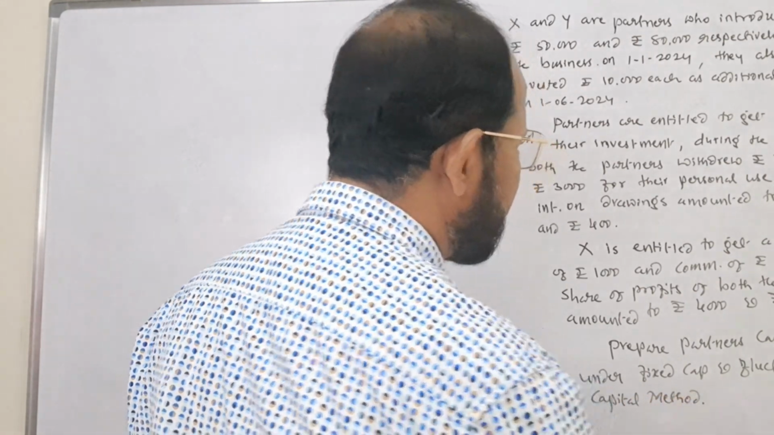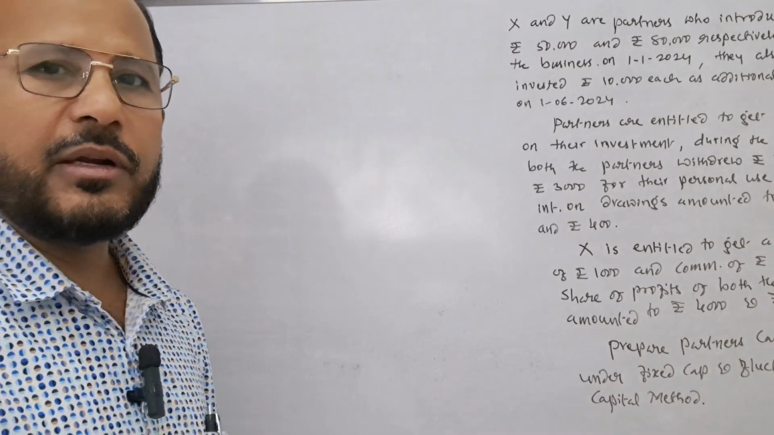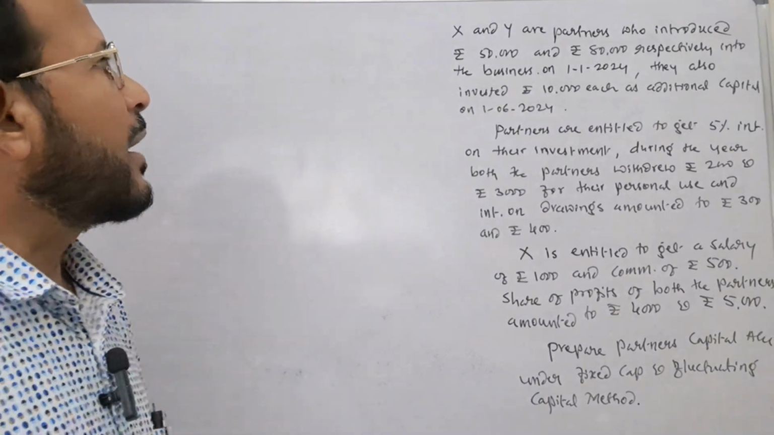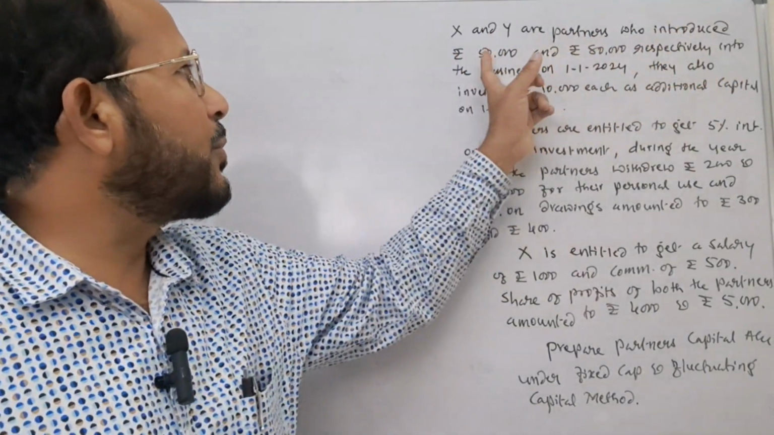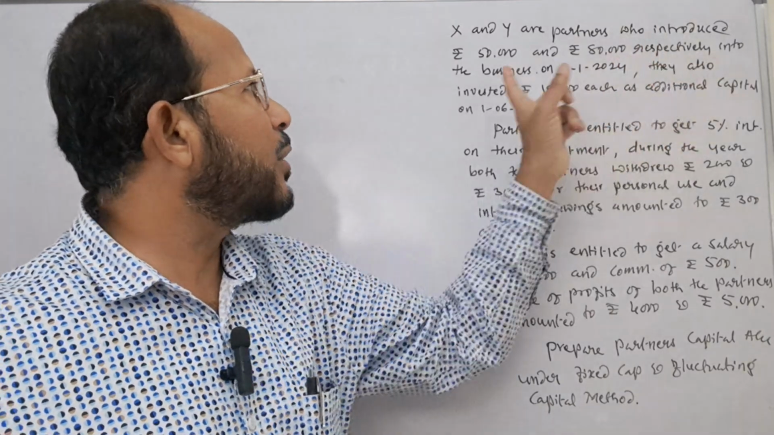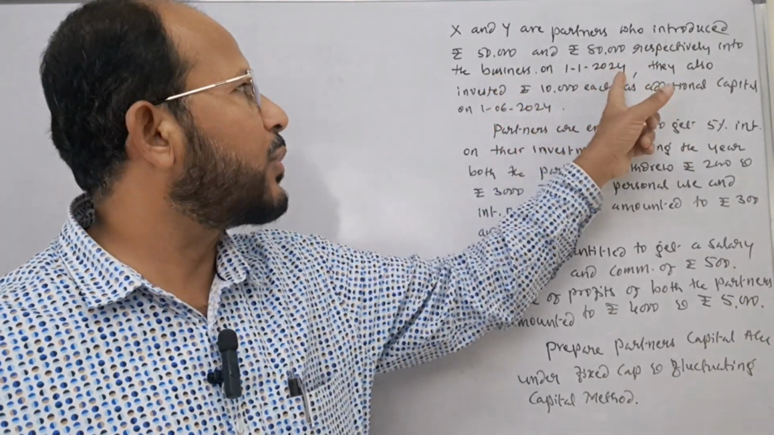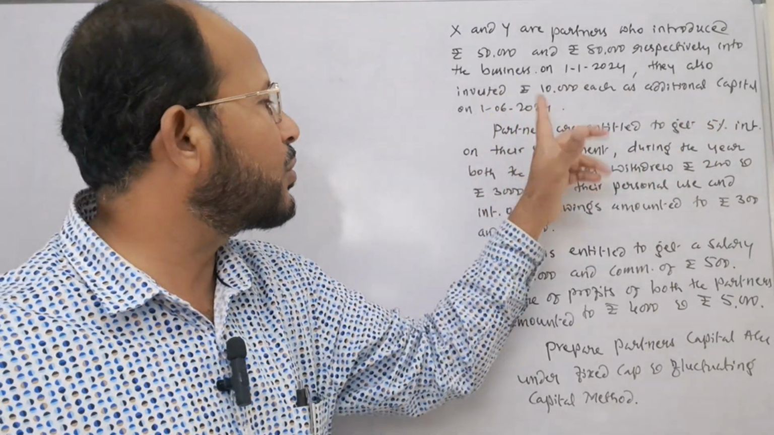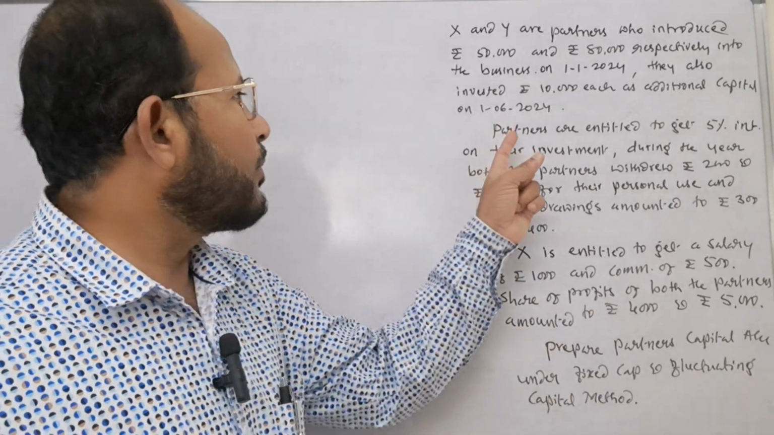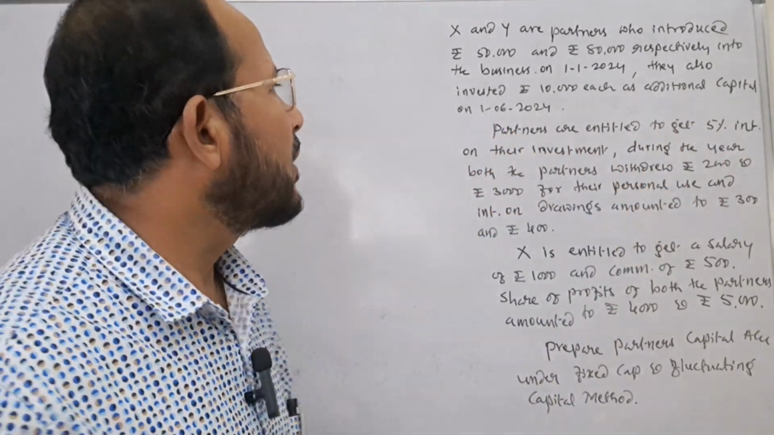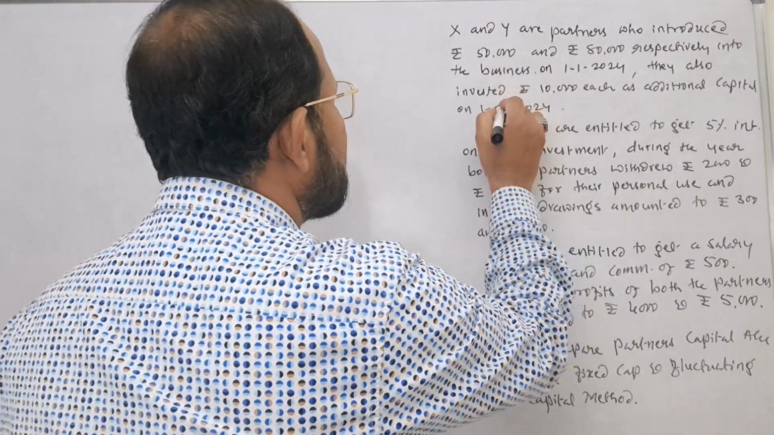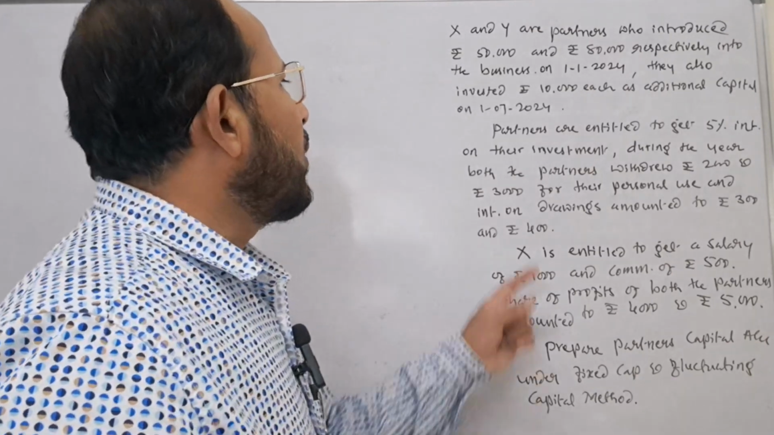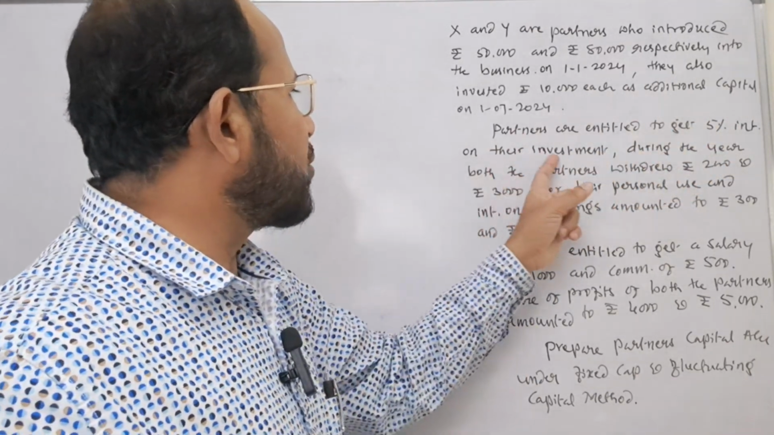See, I have taken a very simple example here so that you can understand it in a better way. Just see what is given here. X and Y are partners who introduced rupees 50,000 and rupees 80,000 respectively into the business on 1st January 2024. They also invested rupees 10,000 each as additional capital on 1st June 2024. Partners are entitled to get, this one I will take as 1st July so that 6 months' interest can be calculated. Okay, partners are entitled to get 5% interest on their investment.